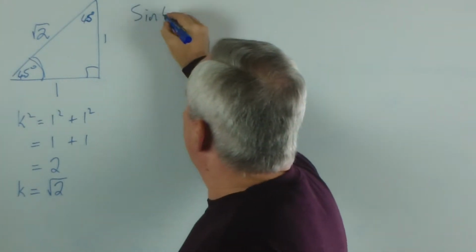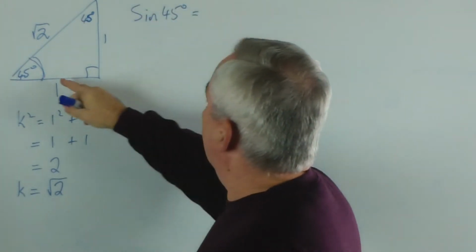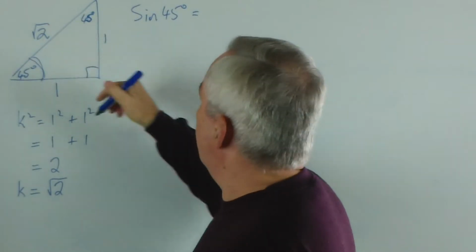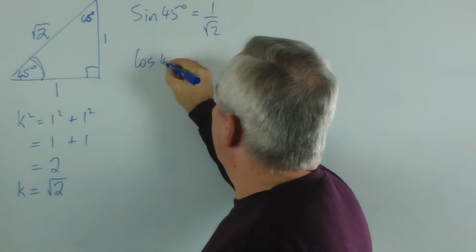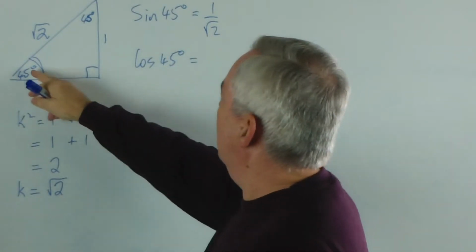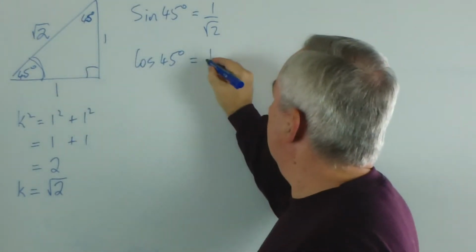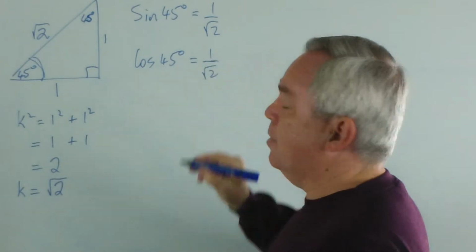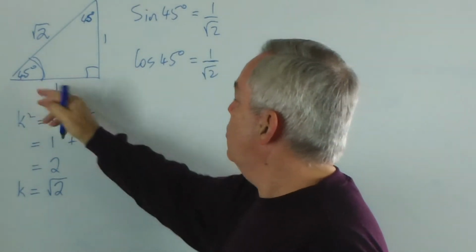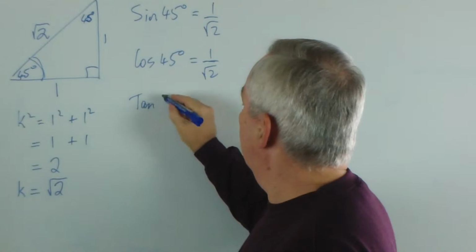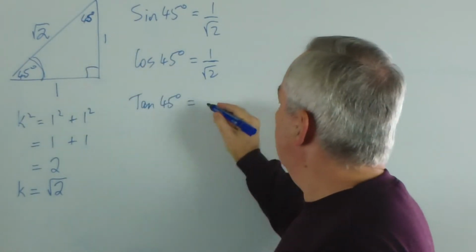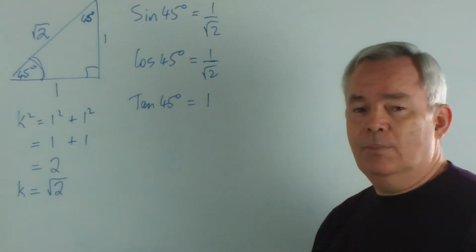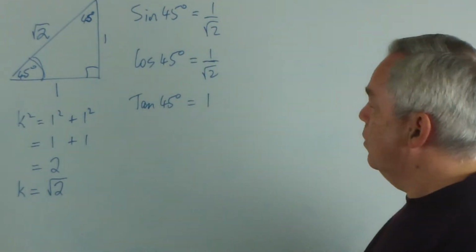Sine 45 degrees is opposite over hypotenuse. Cos 45 degrees is adjacent over hypotenuse, which turns out to have the same value. And the tangent of 45 degrees is opposite over adjacent, which is 1 over 1, which is 1. Very, very simple.